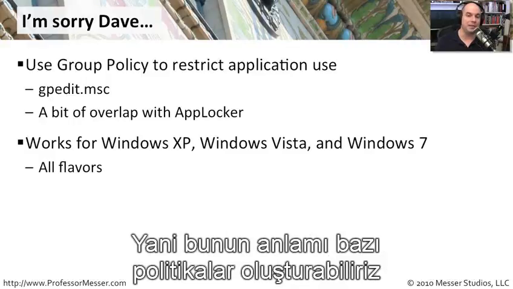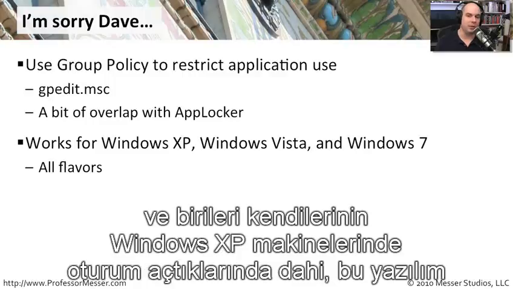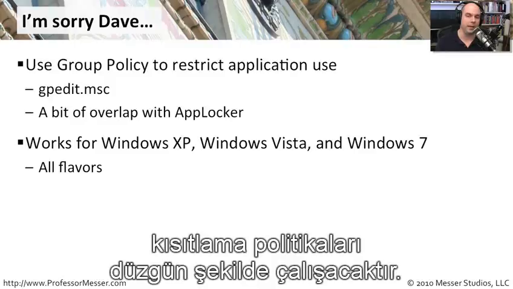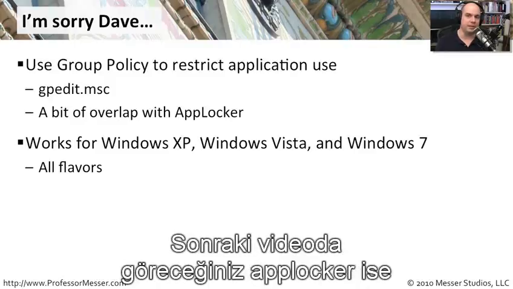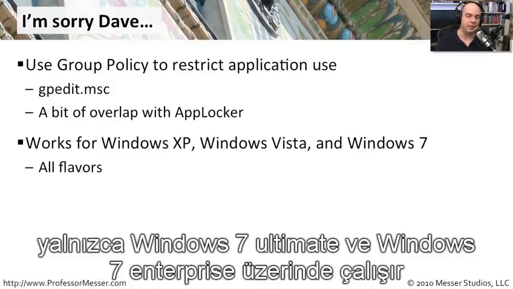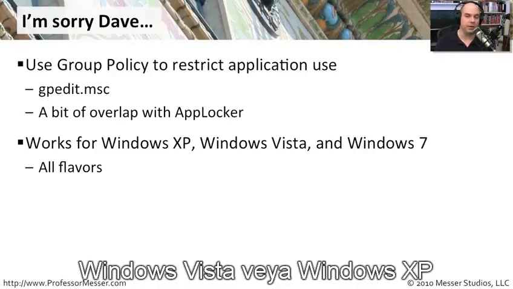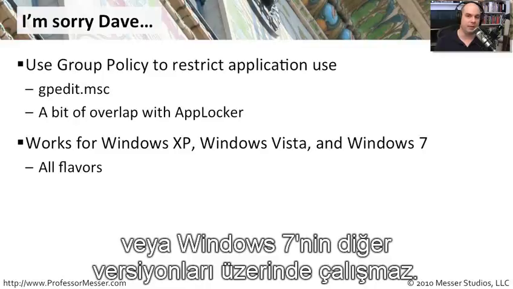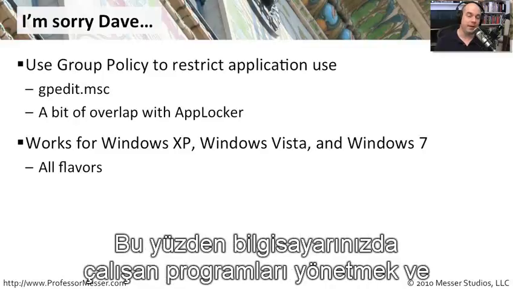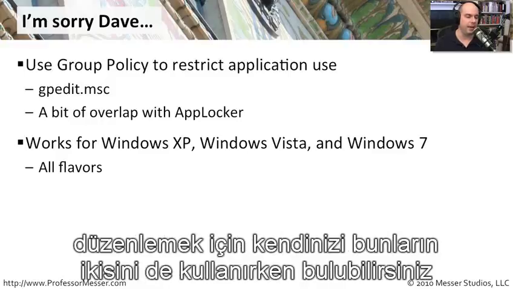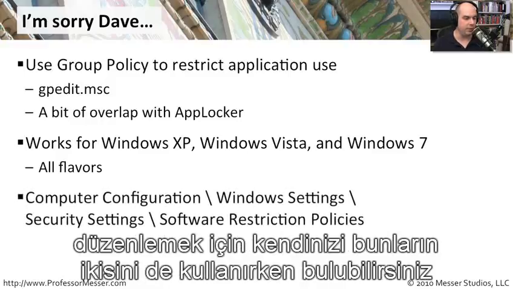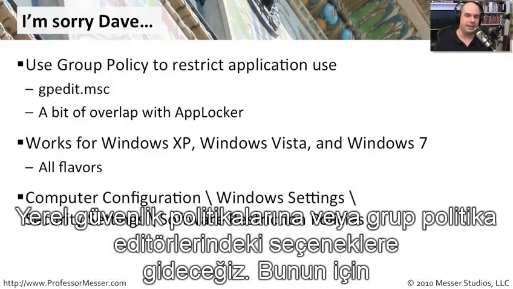And that means that we can set some policies, and if somebody logs on their Windows XP machine, these software restriction policies will work properly. Applocker, as you'll find in the next video, only works in Windows 7 Ultimate and Windows 7 Enterprise. It doesn't work on Windows Vista or Windows XP or some of those other flavors of Windows 7. So you may find yourself actually using both of these to be able to administer and manage the applications that run on your computer.